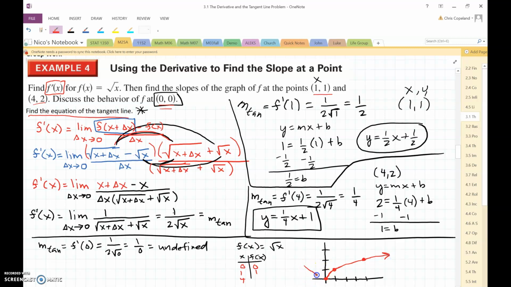So you can see here, when x is 0 for this function, you can't really draw a tangent line here, because the slope could be this way, the slope could be that way, the slope could be this way. That's why we call it undefined. Whereas at all of these other points, we can draw a tangent line that goes through this specific point and doesn't intersect anywhere else.